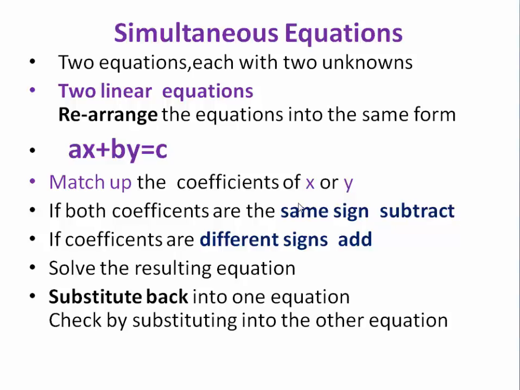If both equations have coefficients which are the same with the same sign, then we subtract. If the coefficients are different signs, then we add the two equations. We solve the resulting equation and then substitute our x or y back into one of the original equations, and we get our result.